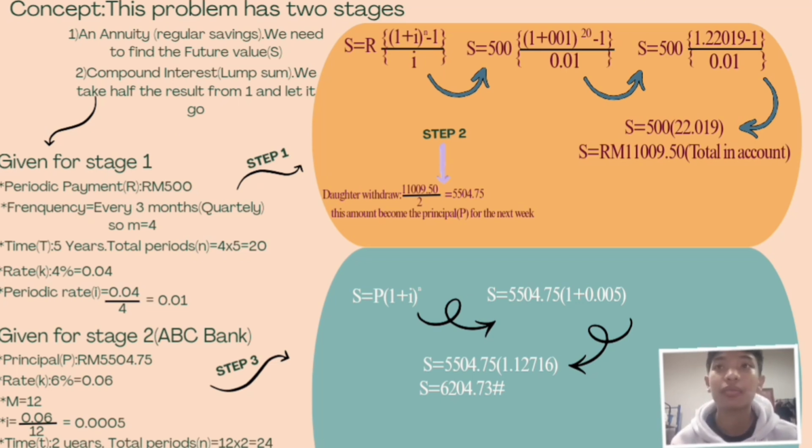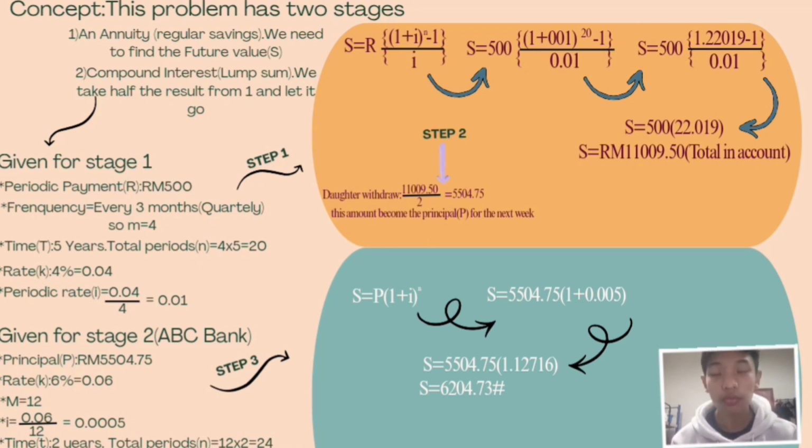Ahmad saves 500 every 3 months for 5 years. The interest rate is 4%, compounded quarterly. This means our compounding frequency M is 4. The periodic interest rate I is 4% divided by 4, or 0.01. The total number of periods N is 5 years multiplied by 4 quarters per year, or 20 periods.